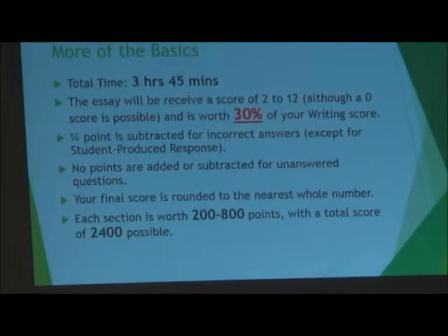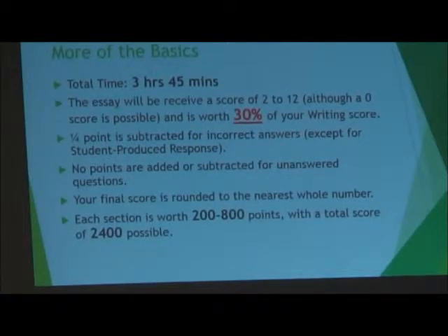And then your final score is rounded to the nearest whole number. So if you're at like 40.75, then you get a 41. And then the total sections are from 200 to 800 points, times that by 3, you get 2,400. You guys should know those basics at least.